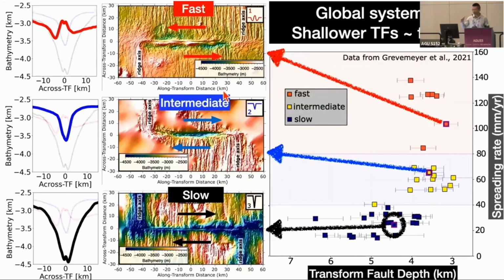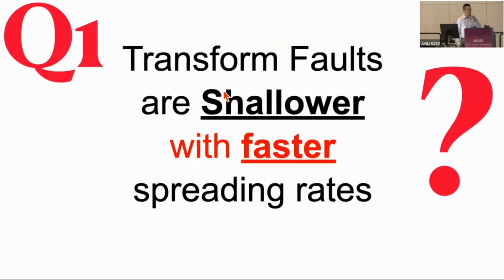Notice that in contrast to fast and intermediate spreading rate transform faults, the slow-spreading transform faults have a valley for the fracture zone as well. So this is our first question: why do transform faults become shallower with faster spreading rate?